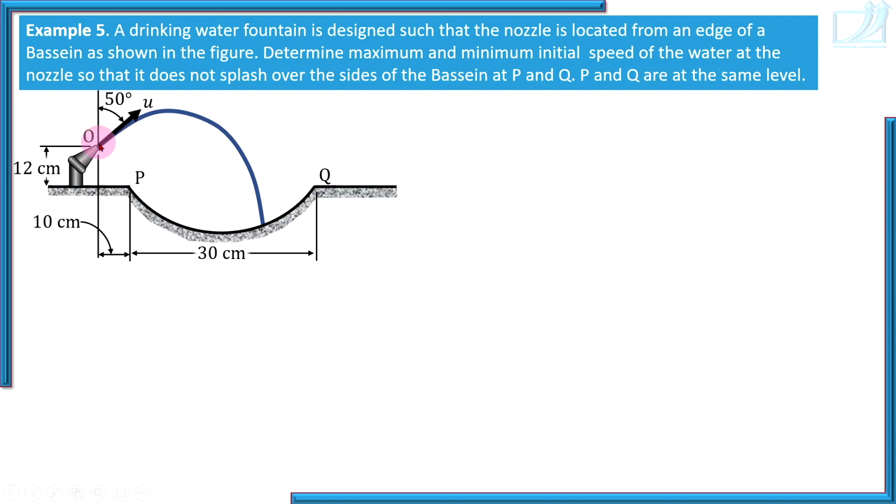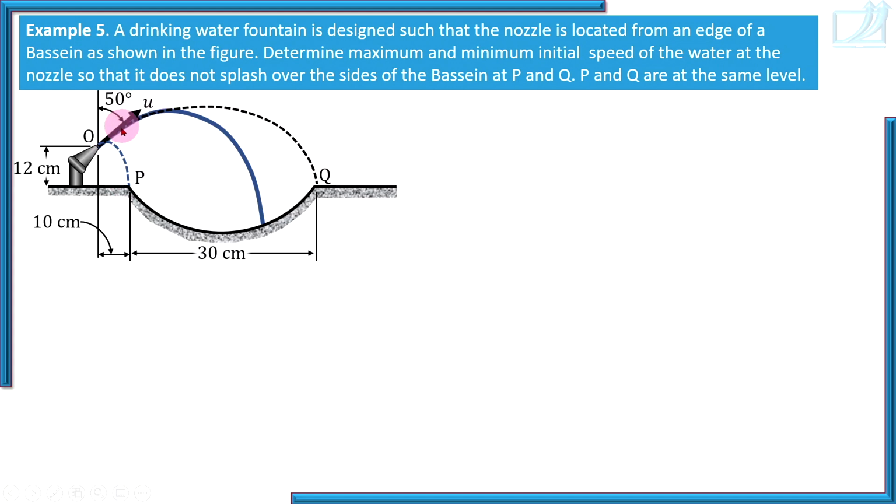But we are asked to find maximum and minimum initial speed so that water falls in the basin. So what does that mean? You can easily visualize here. If the speed of water is increased here, then at a certain speed water strikes point Q, that is the edge of the basin at Q. And if you go on reducing the speed, then at a certain speed that water jet will strike the basin at point P.